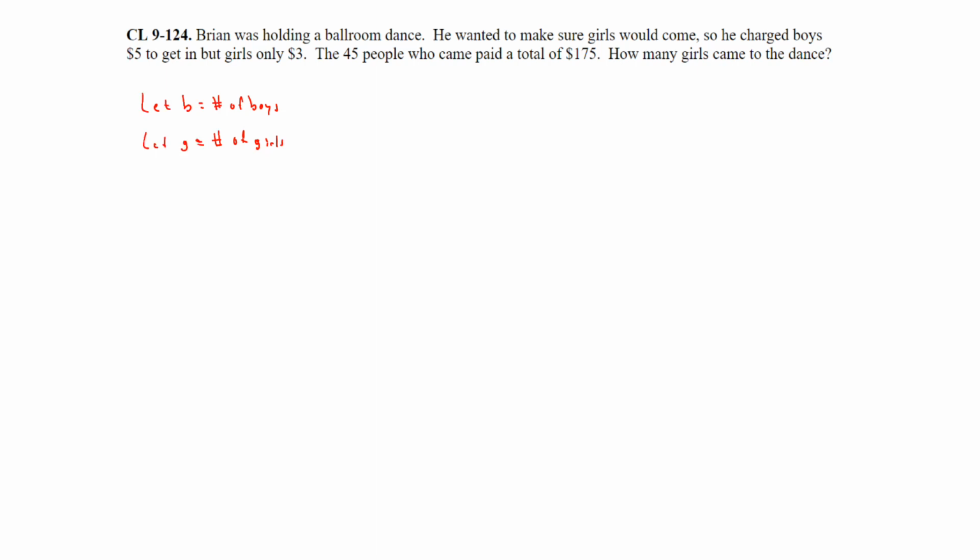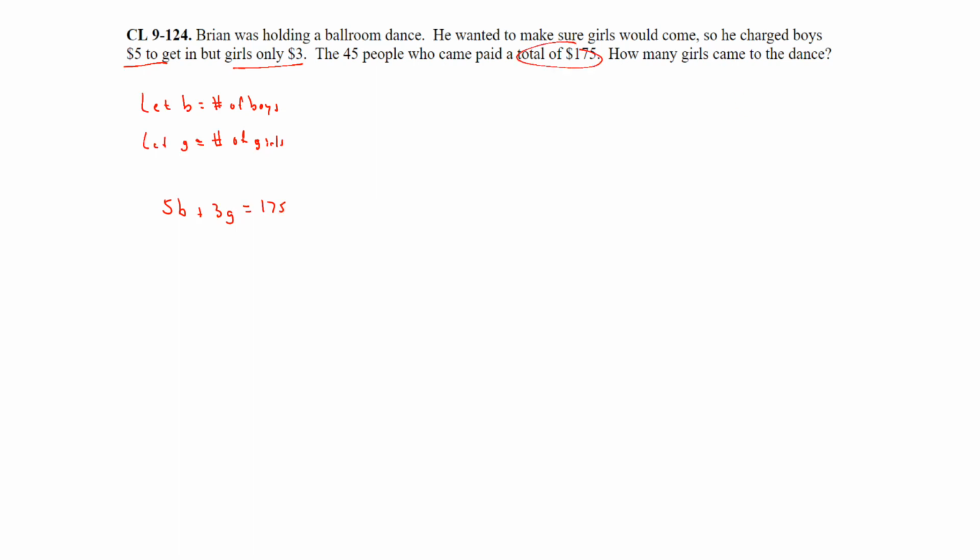All right, how do we write an equation for this? Well, boys get charged $5 and girls get charged $3. So boys 5, girls 3. So 5 times B, the number of boys that are going, plus 3 times G, the number of girls going, should total $175.